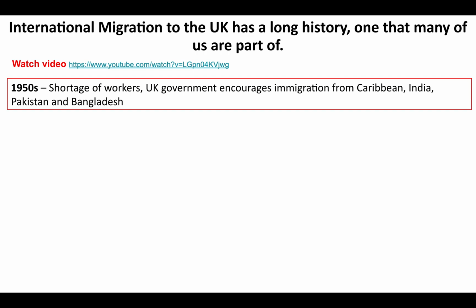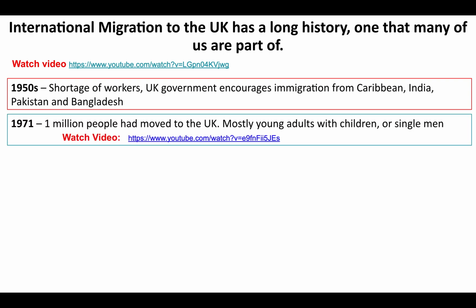It may have been in steep decline, but the Caribbean, India, Pakistan, and Bangladesh, most of those were not independent at this point. They were not fully independent. They were still part of the Commonwealth. And so they became sources of labour and people who would migrate to the UK and fill those gaps in work. So by 1971, over 1 million people had moved to the UK.